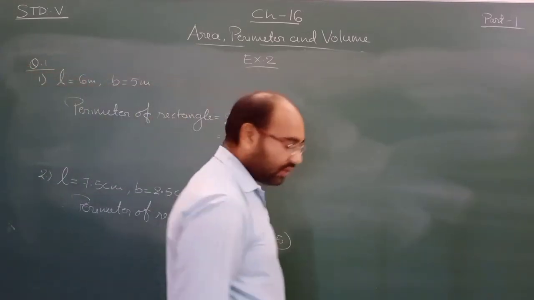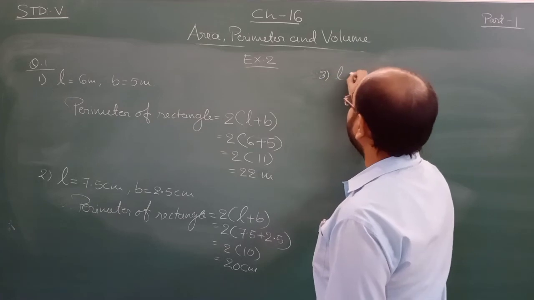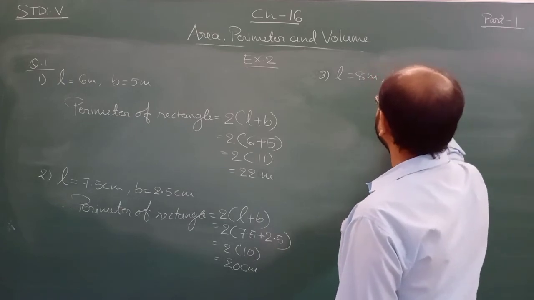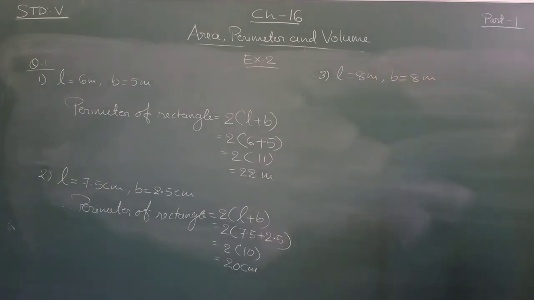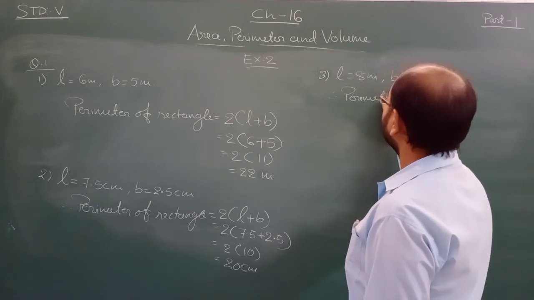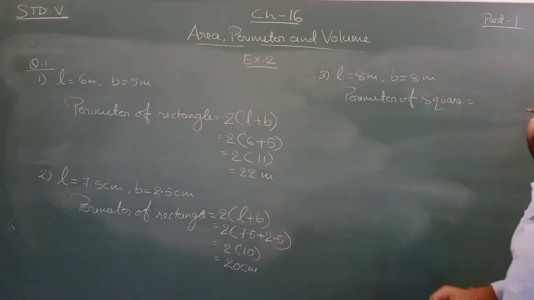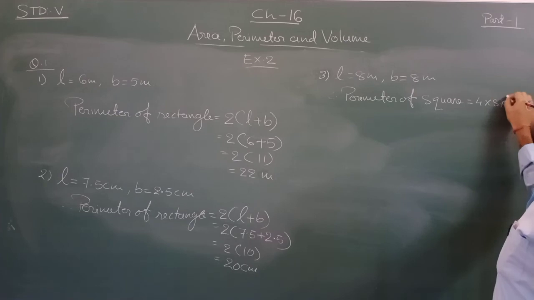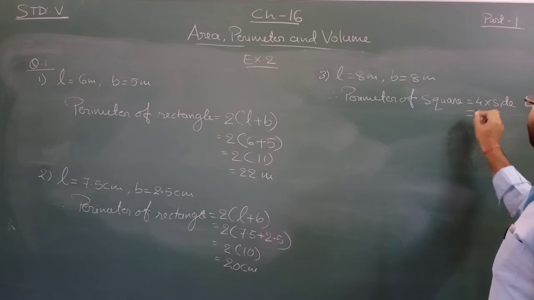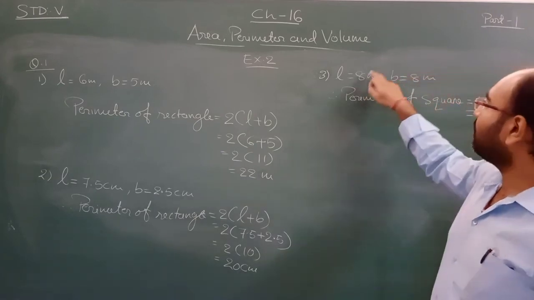Now the third one I am doing, 4th and 5th you have to do. Third one, length is given as 8 meter and breadth is also 8 meter. Then don't go for 2 into L plus B, directly go for, therefore, perimeter of square is equal to what? 4 into side. So this will be your side, 4 into 8, because square, maine pehle bataya, is a figure whose all sides will be equal. So 8, 8 hai, to baaki sab bhi 8 hi hoga.